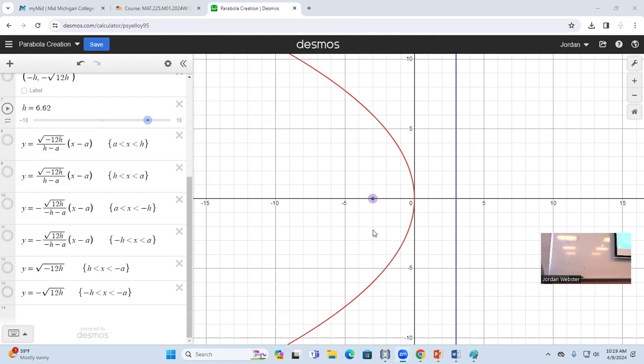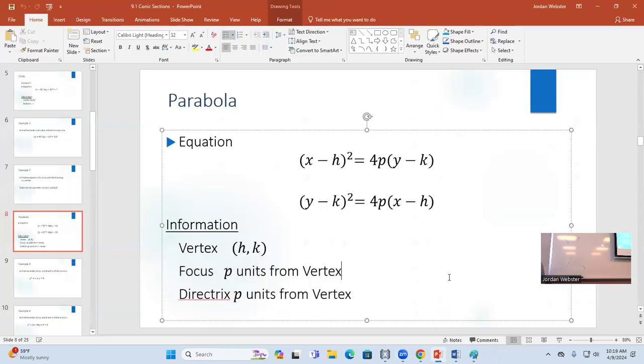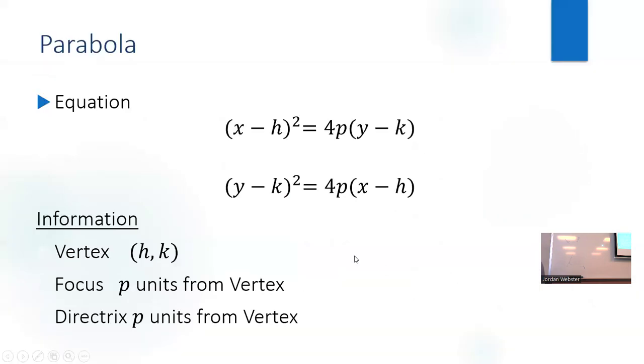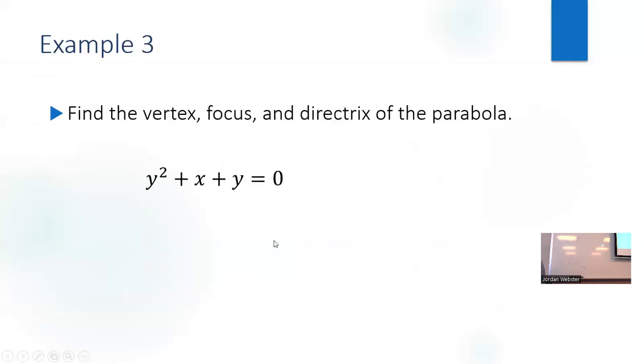Now, that's a lot of stuff. Algebraically, what are we going to do? Well, we're going to do the same things we did with the circle. We're going to find some key features of the parabola, and then we're going to construct the equation for a parabola given some key features. Let's start with the first. Let's say I want to find the vertex, the focus, and the directrix of this parabola.